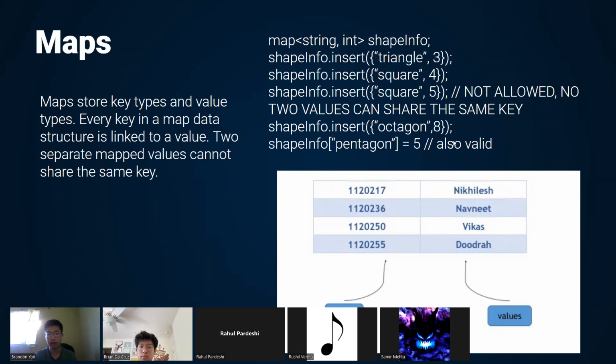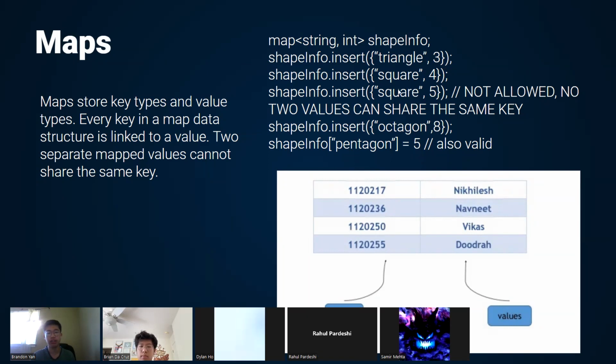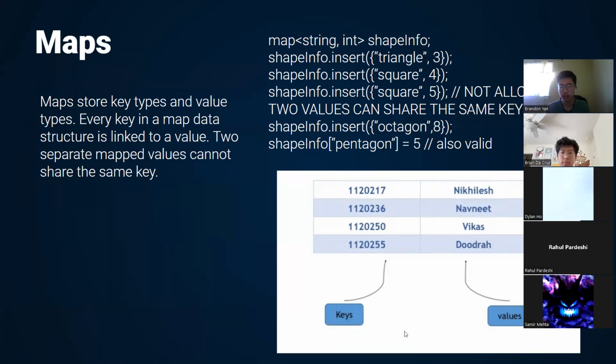And then shape info.insert octagon 8. That works fine. And then I'm just going to show another way of doing this, which is shape info pentagon equals 5. Instead of doing this dot insert with the pair, you can just have this type of declaration, or this type of adding elements into the map. So there's multiple ways to do it, and on the bottom right, that's just a visualization of how the IDs are linked to the names. That's how the map structure kind of looks like.